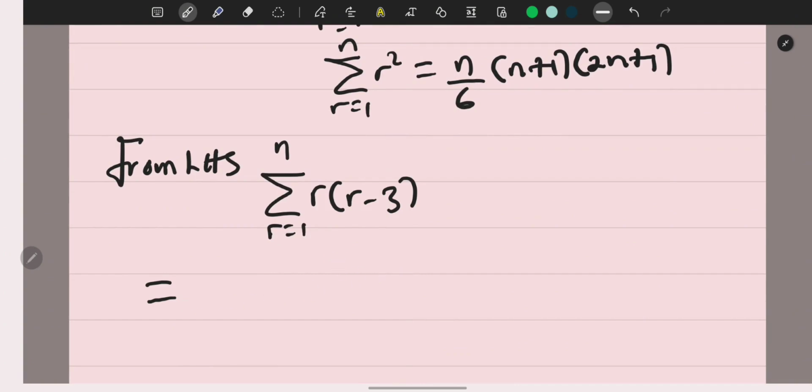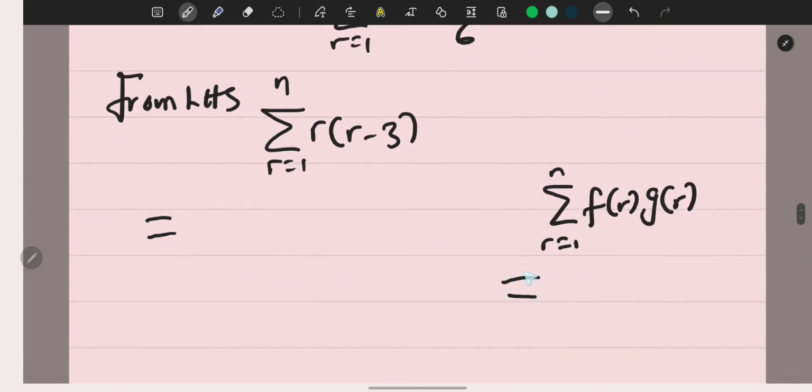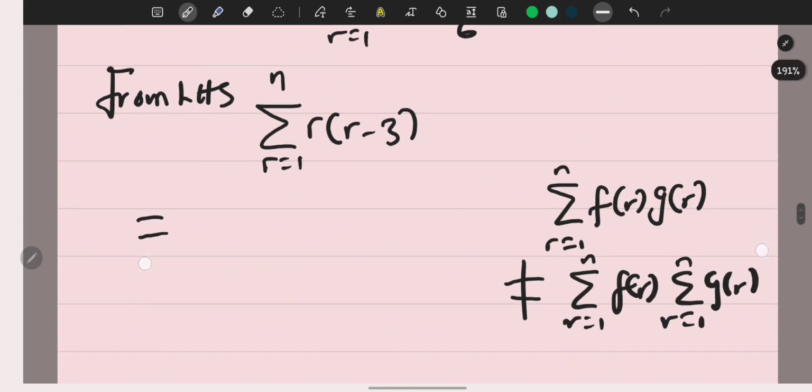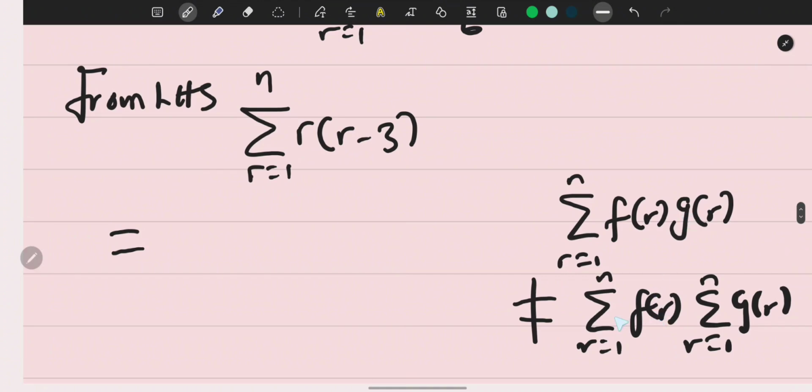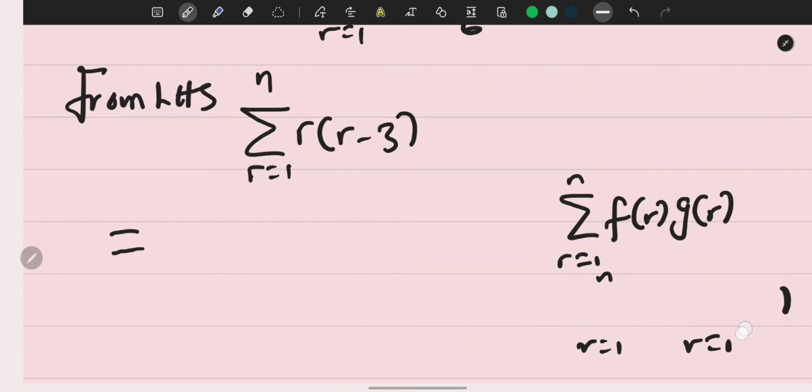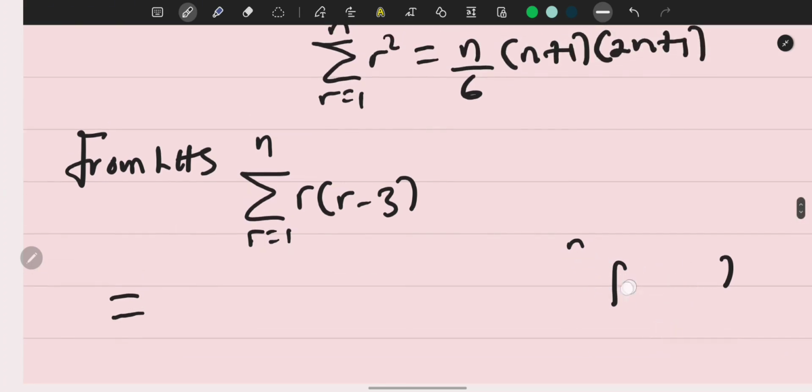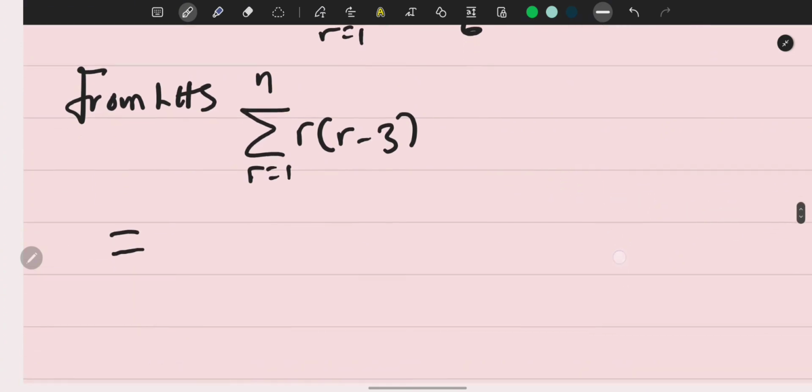The first thing you need to know here is that from the properties of summation, if you have the summation from r equals 1 to n of f(r) times g(r), this is not equal to the summation of f(r) times the summation of g(r). These two are not equal, so you can't rewrite what you have here as this. When you have a product of functions under summation, there is no way for you to split the functions. It is only applicable when you are taking the sum or difference of two functions. That's when you can actually split.